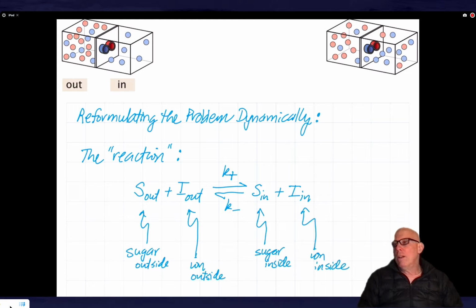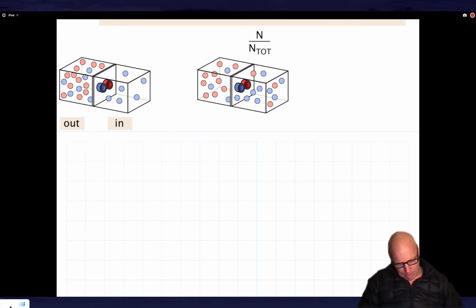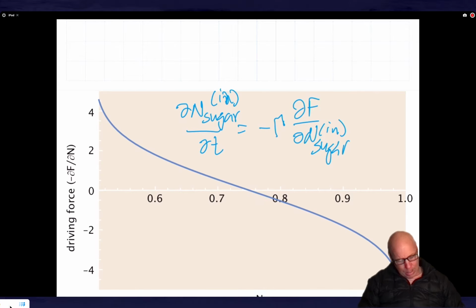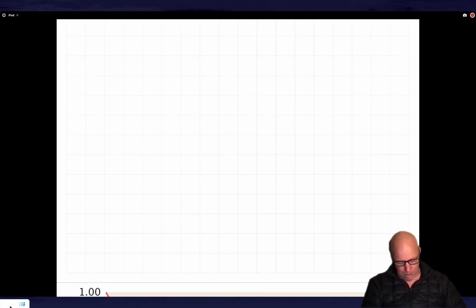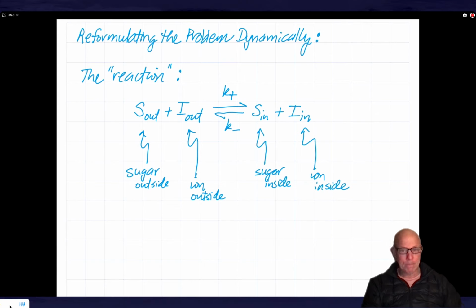So we computed the free energy and we worked out our dynamics. We wrote down an equation where the rate of change in the number of sugars on the inside of the cell is given by the rate of change of the free energy with respect to the number of sugars on the inside. This is really cool because the right-hand side is a hypothesis. It's a hypothesis about kinetics. It's a kinetic hypothesis.